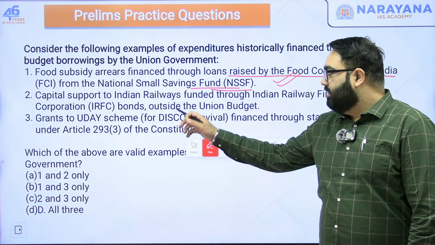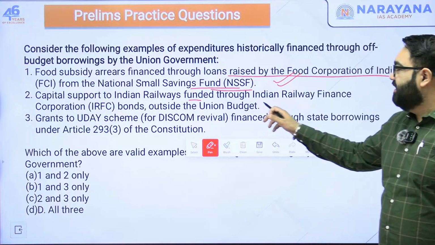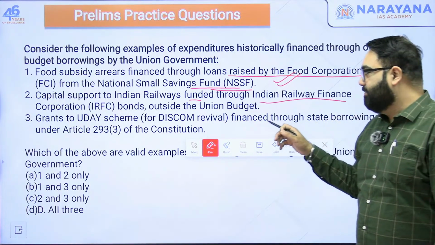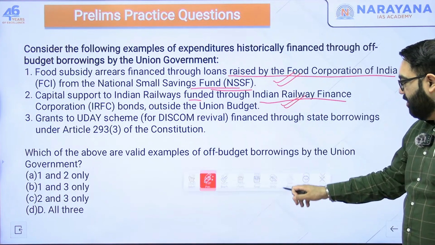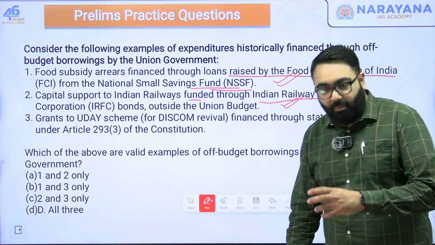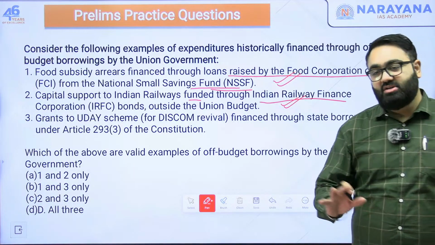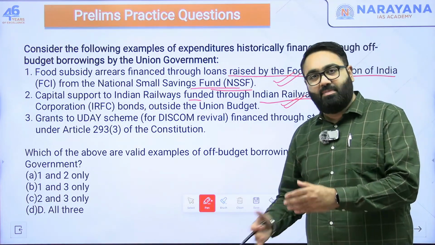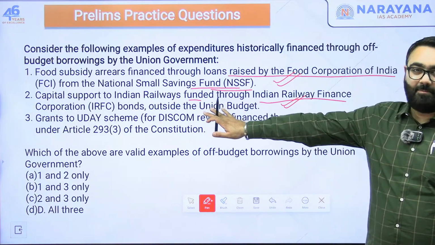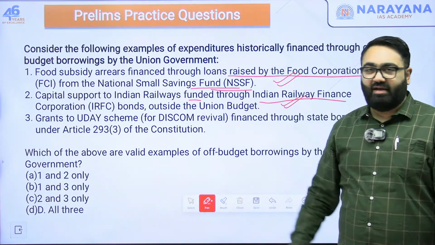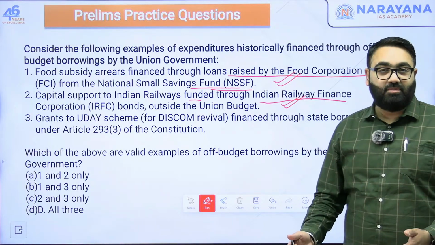Second, capital support to Indian Railways funded through Indian Railway Finance Corporation bonds outside the union budget. Again, yes, it's an example of off-budget borrowing where the bonds are issued not by the government, because if it is issued by the government, then it becomes the government's loan. The bonds are issued by the government agency. That is the IRFC bonds. So yes, this is also off-budget borrowing.